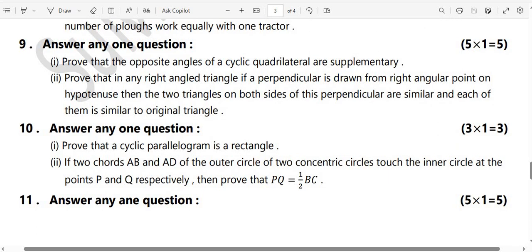2. If two chords AB and AD of the outer circle of two concentric circles touch the inner circle at the points P and Q respectively, then prove that PQ is equal to 1 by 2 BC.